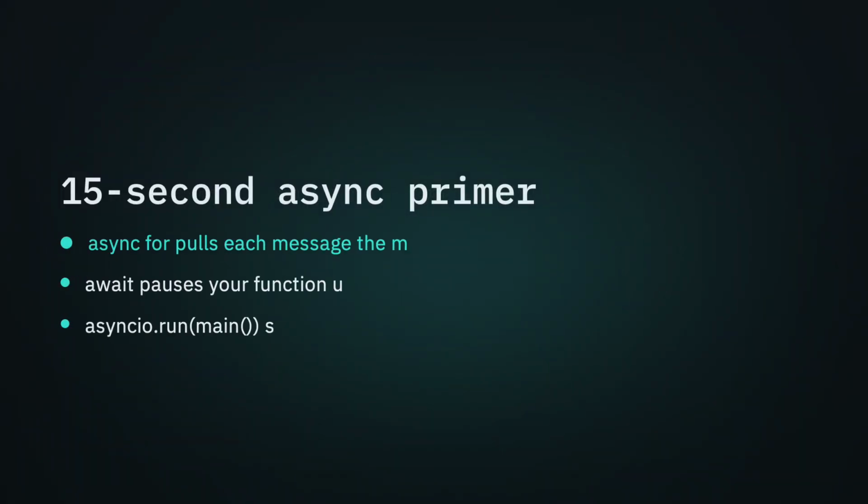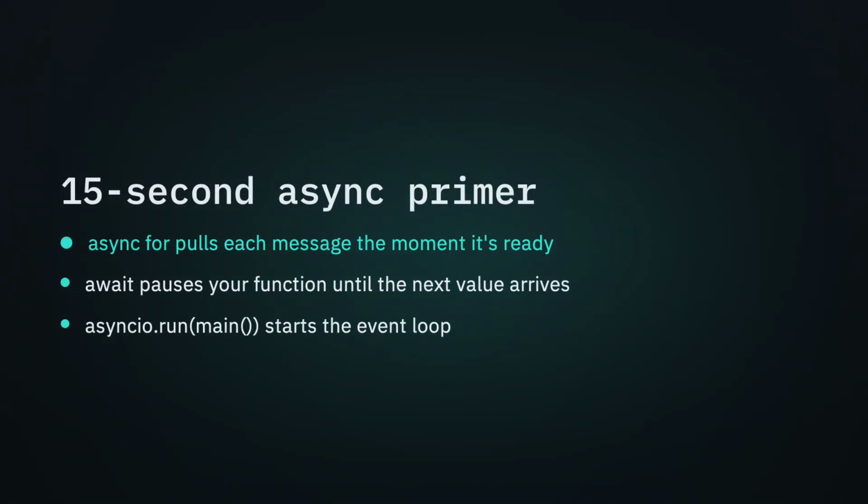All you need to know about async here is 3 things. Async for pulls each message the moment it is ready, instead of waiting for a whole list. Await pauses your function until the next value arrives, without blocking everything else, and asyncio.run starts the event loop that drives it.